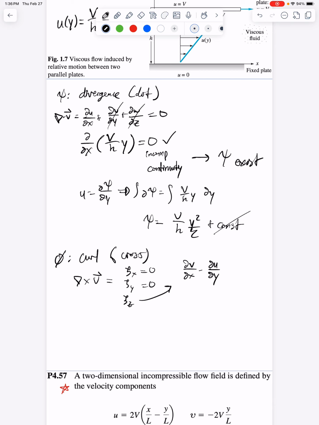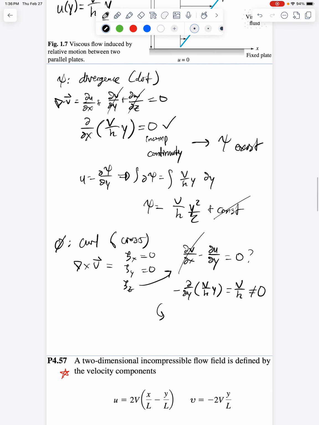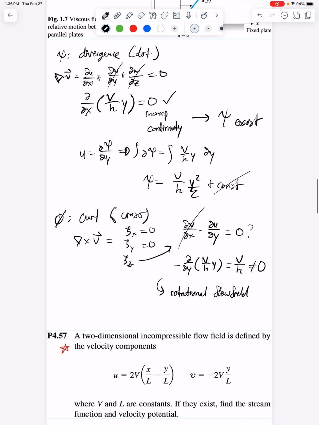There is no v component. We're working with 1D flow, so this term goes away. The last term, though, we're looking at d/dy of u, being V over h times y. The derivative of this has a y component, so we're left with the slope, as I said earlier, V over h, which is not equal to 0. Therefore, we have a rotational flow field, which implies that the velocity potential does not exist.